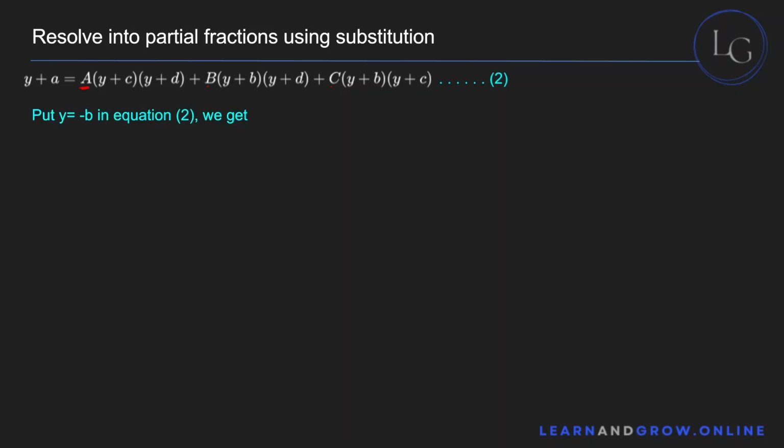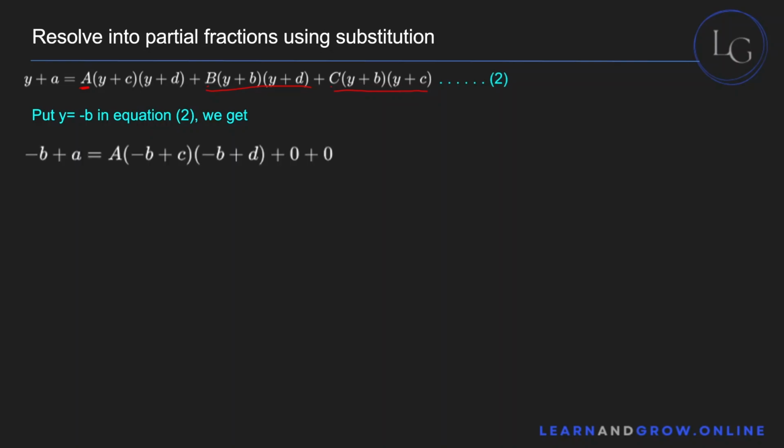So when you put lowercase y equal to minus lowercase b in this equation, this term will be eliminated and this term will be eliminated. Why? Because this y plus b term becomes 0 as y is equal to minus b. So minus b plus b becomes 0. And so this entire term becomes 0 because everything will be multiplied with each other. Same is the case with this uppercase C. Y plus b is equal to 0.